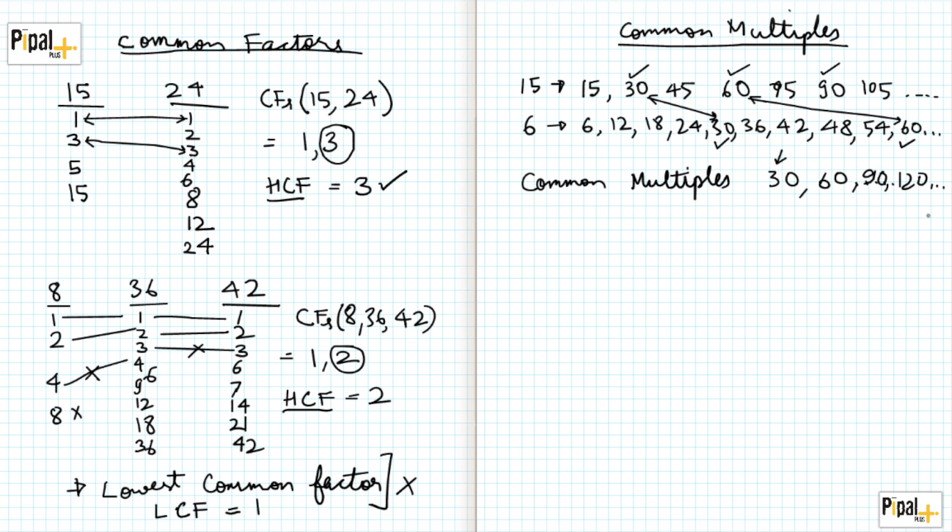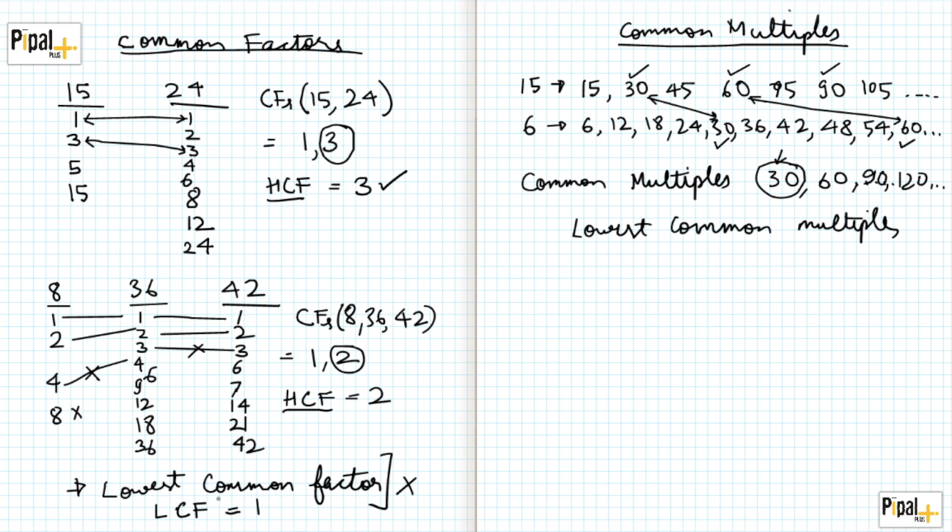Now if they are all going to be multiples of this first number, and there are infinite common multiples, 30 becomes a very important number, which is called the lowest of the common multiples, right? So 30 becomes a very important number, and it's referred to as the lowest common multiple.